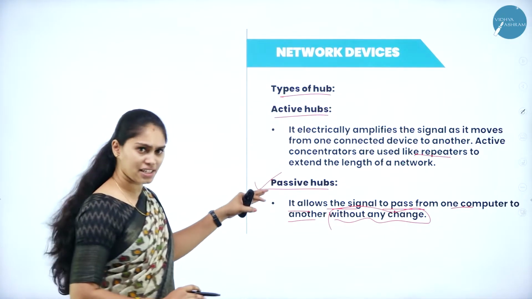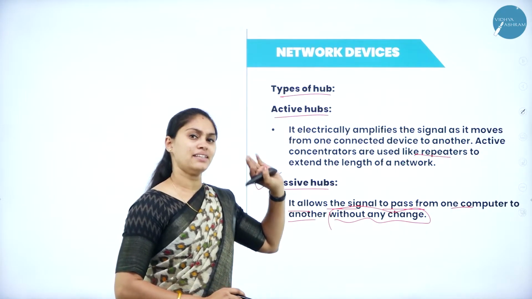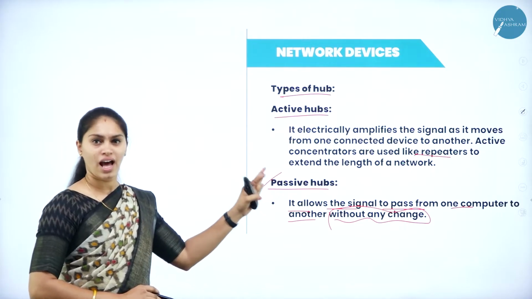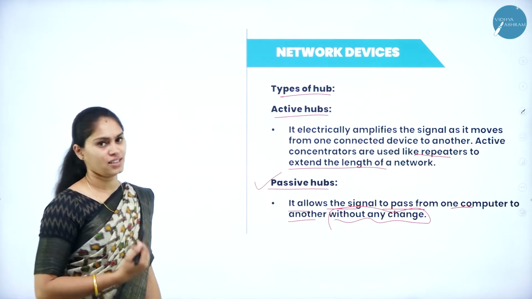But if you are using an active hub, then there will be a chance of amplifying the signal, and that strengthens the signal that is going to be carried from one computer to another computer. That will help in extending the length of a network.